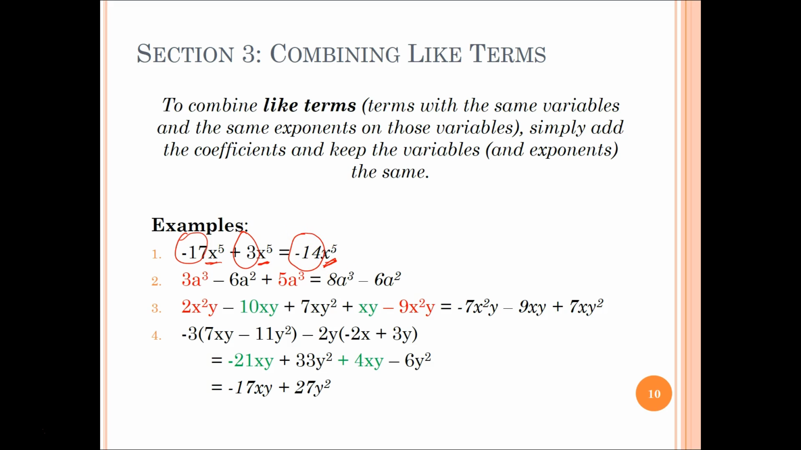Notice that what we do when we combine like terms is we look for the terms that contain the same variables and have exactly the same exponents on those variables. Once we know that, all we simply do is add their coefficients, and the coefficients are the numbers in front of those variable terms. But we keep the term the same. We don't square it. We don't add exponents.